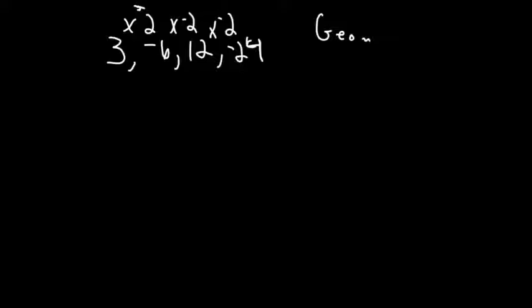So 24 times 2 is 48. Negative and negative make positive. 48 times negative 2 would be 96, and positive and negative make negative. And then the next one times 2 would be 192, and negative and negative make positive.